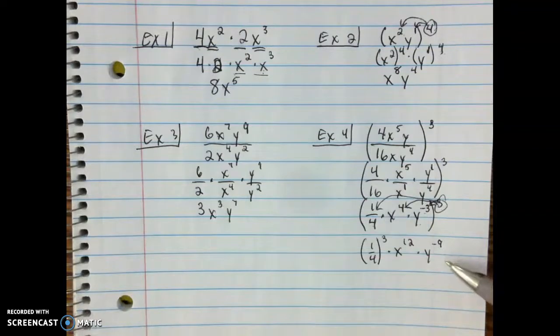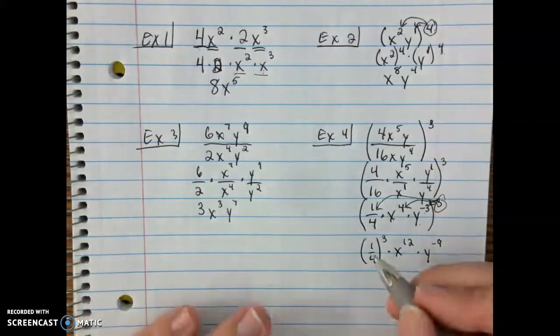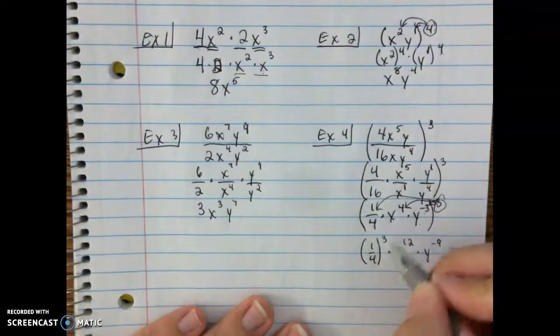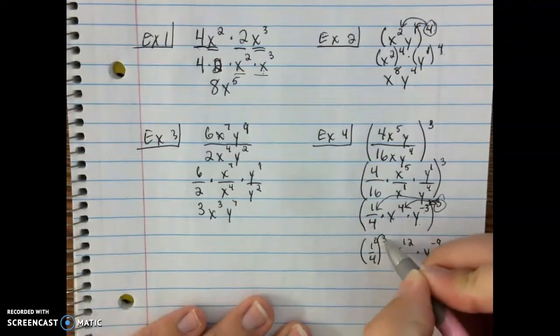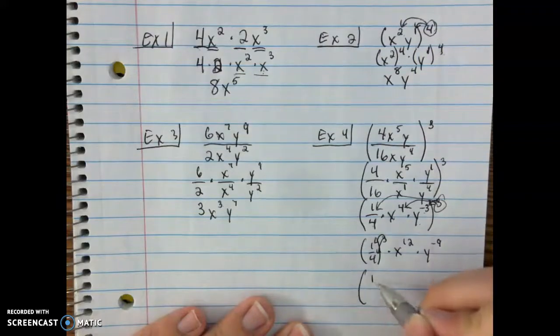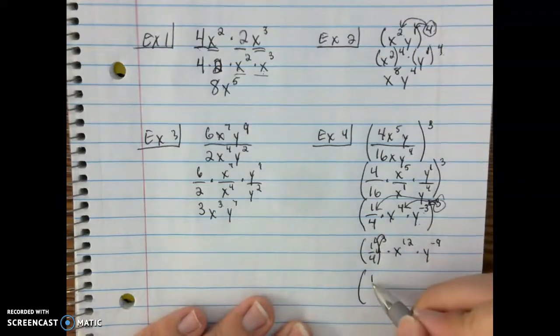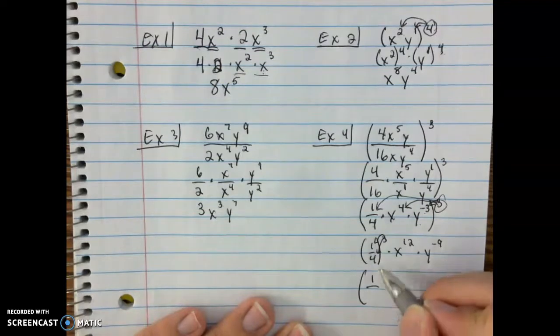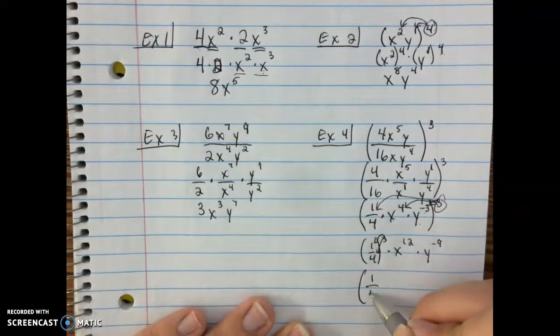Some teachers might be okay with an answer like that, but let's go ahead and take it one step further to show what it would look like using just a single fraction bar and making sure all of our exponents are positive. If we look at our fraction, this 3 gets applied to the 1 and to the 4. So 1 to the 3rd is just 1. 4 to the 3rd, just going to leave as 4 to the 3rd for now.